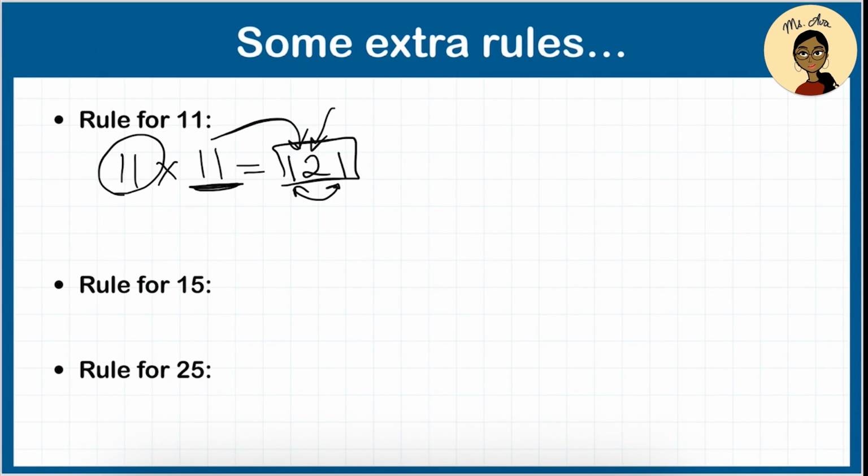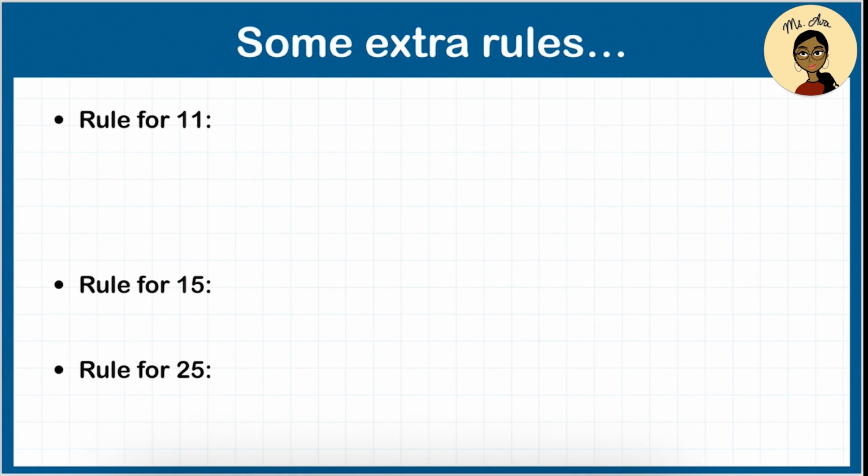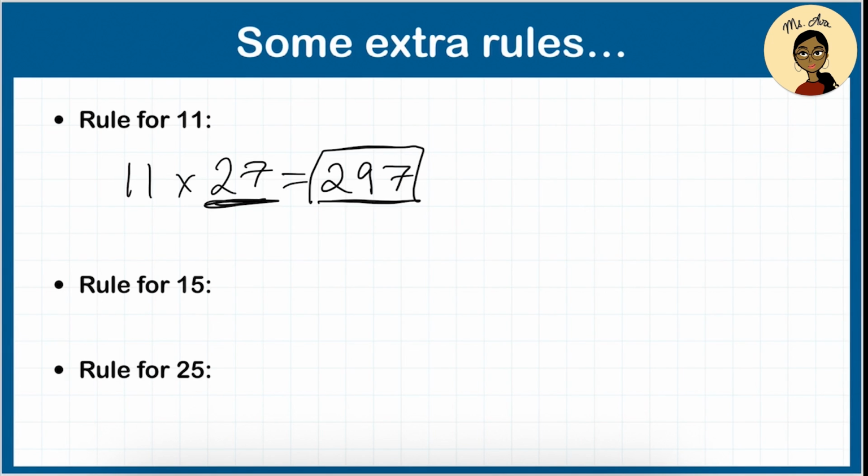So let's try another example. How about 11 times 27? If we want to do 11 times 27, you take this 27 and you split it up like this, and then in the middle you add the two numbers. So 7 plus 2, that's a 9, and so this number is basically 11 times 27, which is 297.